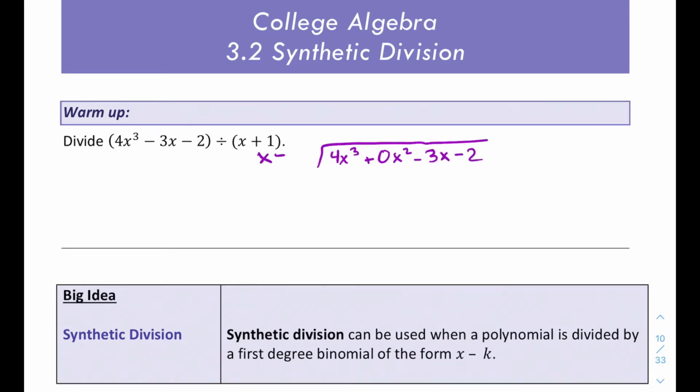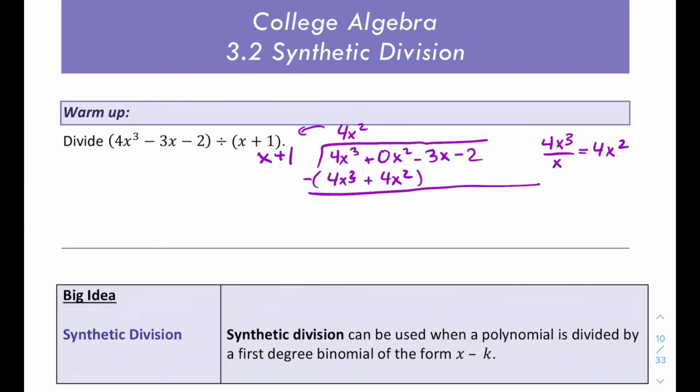And then you divide your first term on the inside by your first term on the quantity you're dividing by. So dividing 4x cubed by x gives you 4x squared. Then you multiply that back. If you multiply 4x squared by x plus 1, you get 4x cubed plus 4x squared, and you're going to subtract that quantity from your original. So if you subtract it, you're going to get, careful with your negatives, a negative 4x squared minus 3x minus 2.